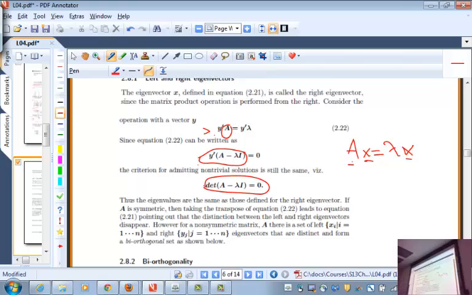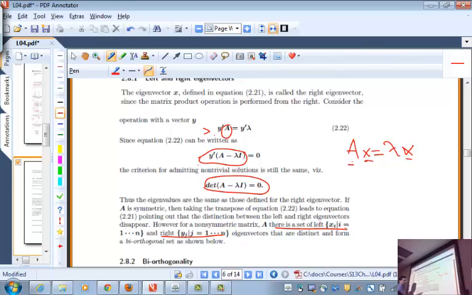So the eigenvalues are the same. It's the same set of eigenvalues from the same equation. But there is one eigenvector that you can calculate by operating from the right, and another eigenvector that you can calculate by operating from the left. Will these two be the same? They will be the same if A is symmetric. But if A is not symmetric, then the left and right eigenvectors are quite distinct.